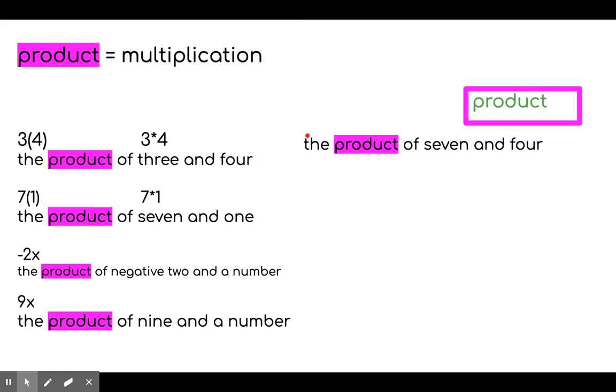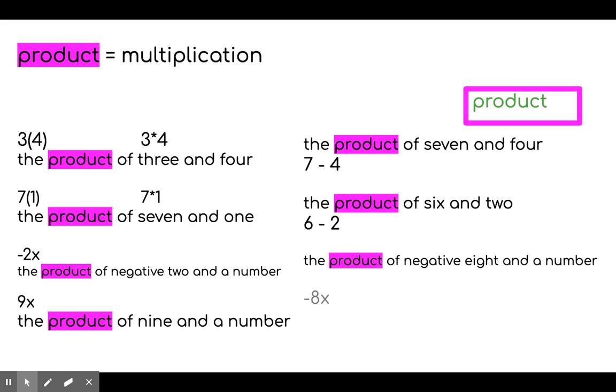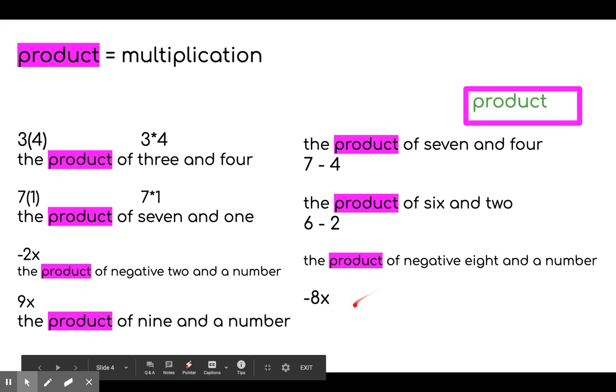Now let's do the words first. The product of 7 and 4. Oh, that's not a product. What is that? That is a difference. I hope this next one is right. Nope, that's a difference too. Here we go. The product of negative 8 and a number. And here, the product of 5 and a number.